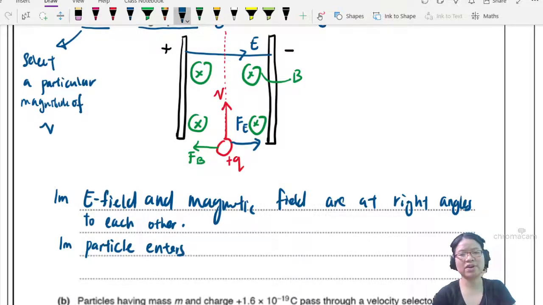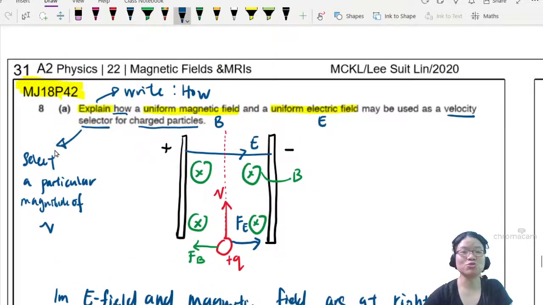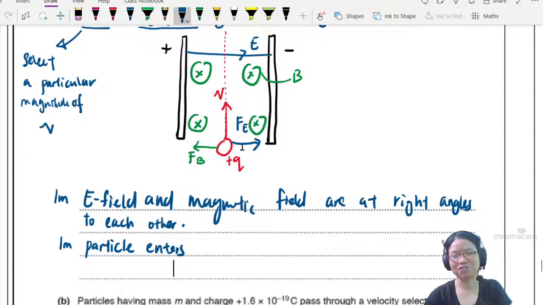All these values are arbitrary, or all this polarity is arbitrary. I just put it for fun. But it's correct. So make sure you draw correctly. If you draw the wrong field, then the particle cannot move in a straight line. They may deduct 1 mark.